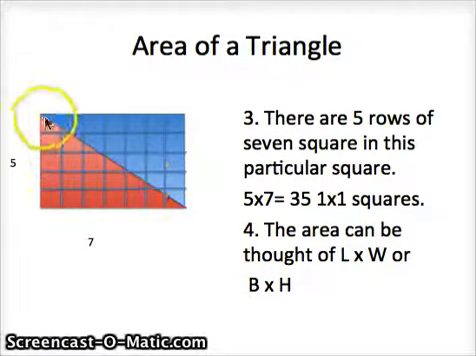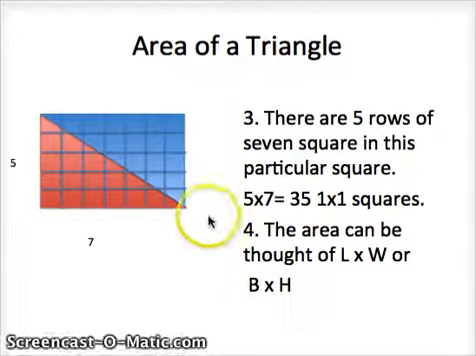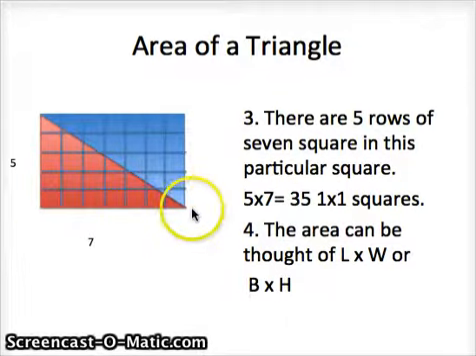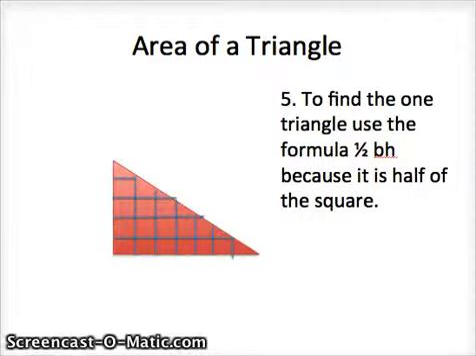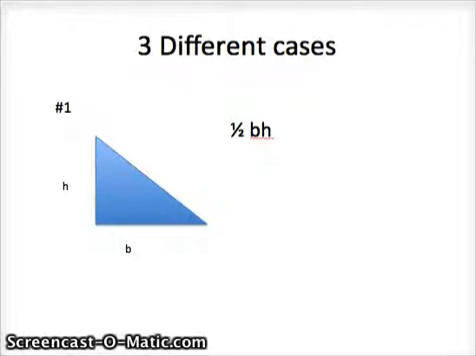An area can be thought of as length times width, or base times height. So to find just the one triangle, the formula is 1/2 base times height. So we have the base and the height still, but we only have half of the square or rectangle, so it becomes 1/2 base times height. So we're going to be looking at 3 different cases of triangles, and our first case we already kind of talked about, which is the 1/2 base times height with a right triangle.